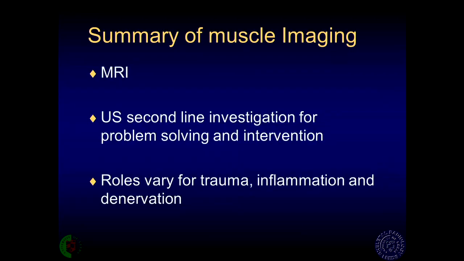So in summary, I hope I've given you some idea about how we look to image muscle in a clinical setting with MRI as our first line investigation of choice. We then use ultrasound as our second line investigation for problem solving and intervention. And I just think you need to be aware of the problems that you're going to see with trying to grade and classify these muscle injuries, and be clear in your own minds about what you're using muscle imaging for in patients with trauma, inflammation and denervation.